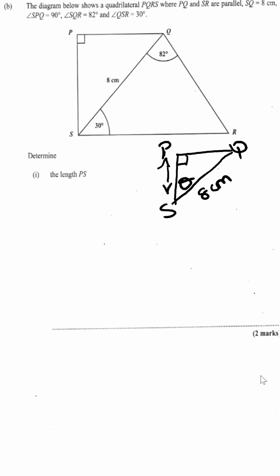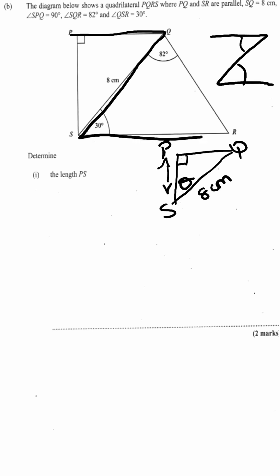Alternate angles, sometimes referred to as Z angles, state that these two angles are always equal. So looking at our quadrilateral PQRS, we can see that there's a Z angle right here. Therefore, this 30-degree angle is equivalent to this 30-degree angle. So we can safely say that angle PQS is 30 degrees.